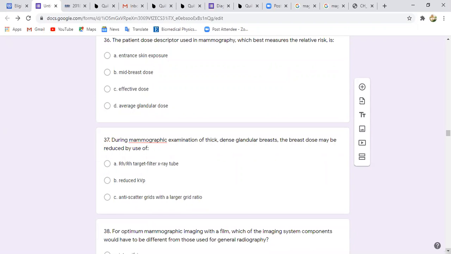So during a mammography examination, the dose is reduced by the use of what? What do we use? Yeah, we use a rhodium target. Molybdenum is used for thinner breasts, but for thicker breasts, we use rhodium. For intermediates, we use more rhodium.